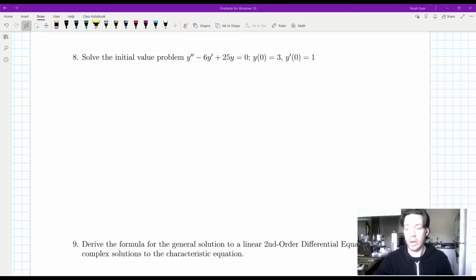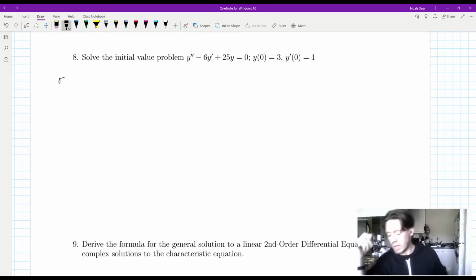All right, we are now going to solve the initial value problem, y double prime minus 6y prime plus 25y equals 0, with the initial values of y of 0 equals 3 and y prime of 0 equals 1. This problem is going to have complex roots, so we just want to do another initial value problem example where we have the complex roots and the sine and cosine in the solution, just to see what that looks like.